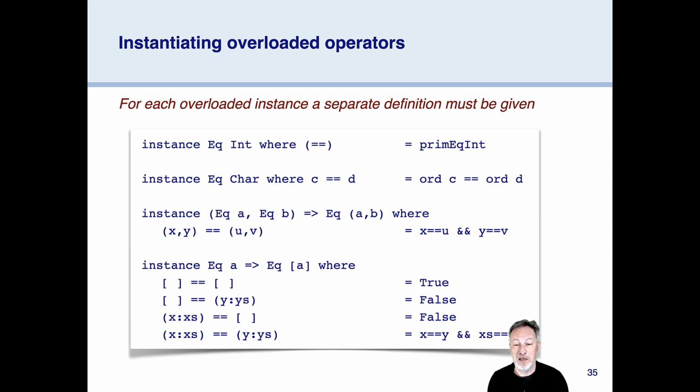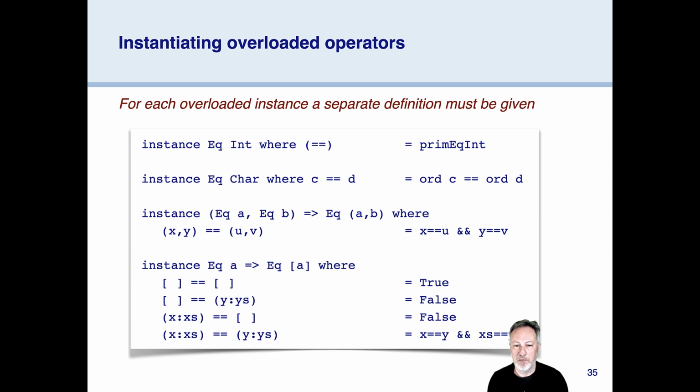Notice that the two equality operators we see on the second line there, the one on the left is equality for characters, and the one on the right is equality for integers. So the one is defined in terms of the other. Syntactically, they look the same, but they are two different operators.